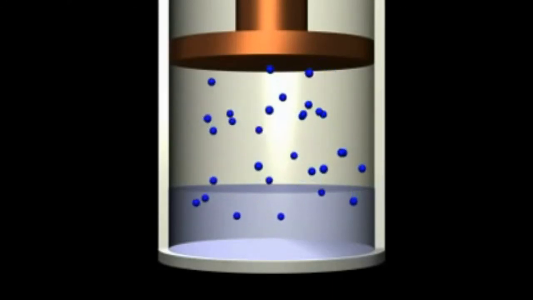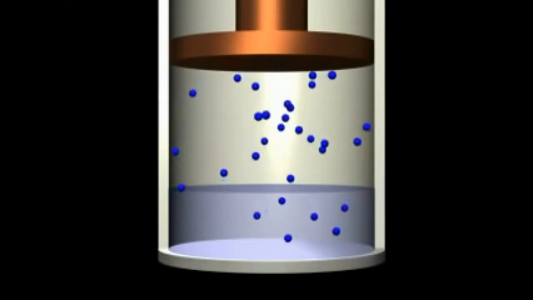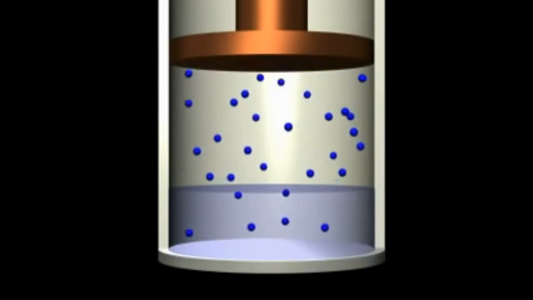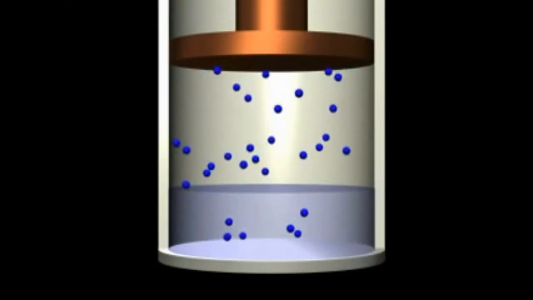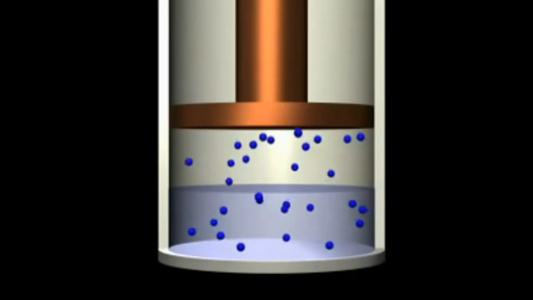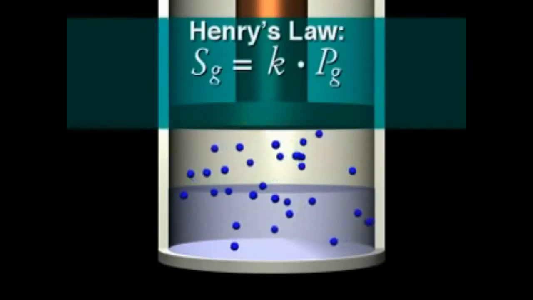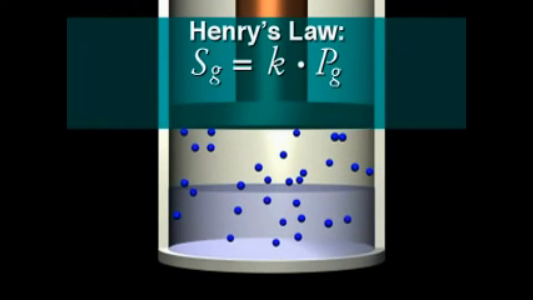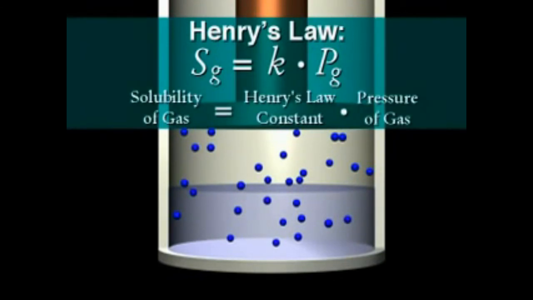The solubility of a gas in any solvent is proportional to the pressure of the gas over the liquid. Here we see a gas in equilibrium between the liquid and vapor phases. When the gas is compressed over the liquid, the solubility of the gas in the liquid increases in proportion to the increased pressure. The relationship between gas pressure and solubility is known as Henry's law. Here, S sub G is the solubility of the gas, P sub G is the pressure of the gas over the solvent, and K is the Henry's law constant. This constant is unique to each gas-solvent pair and is temperature dependent.